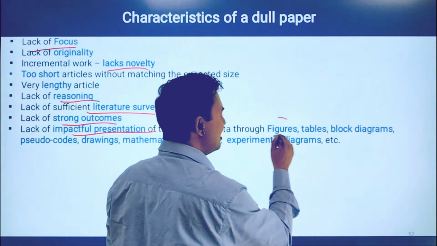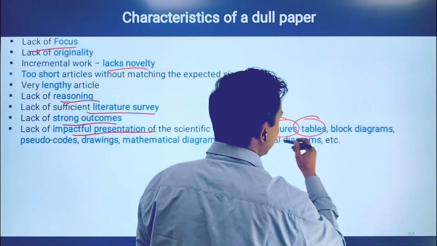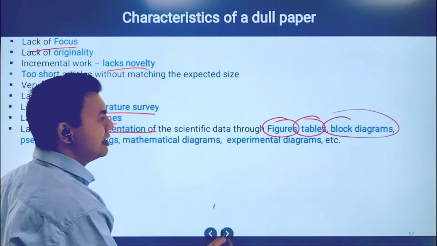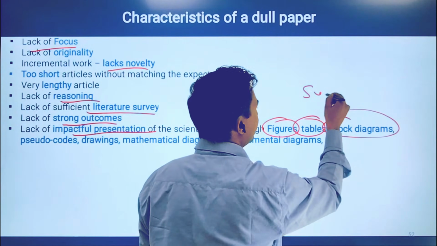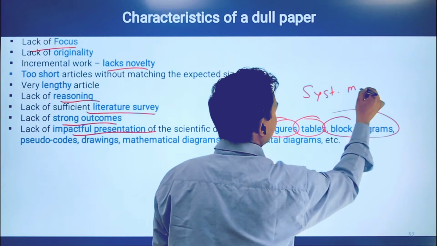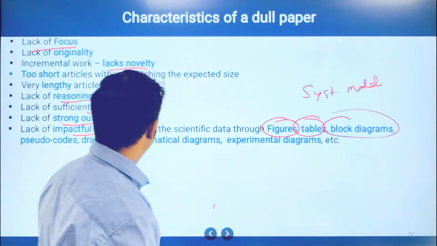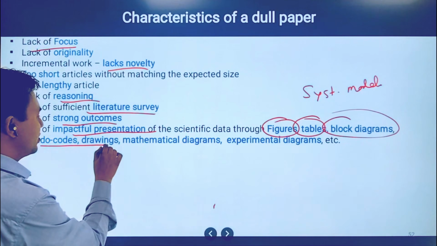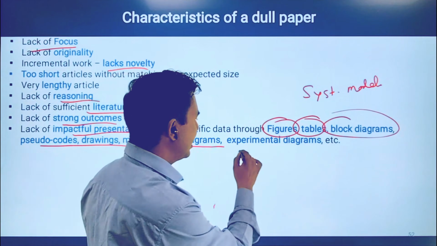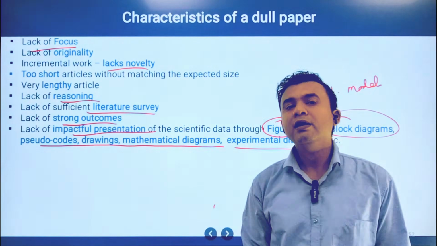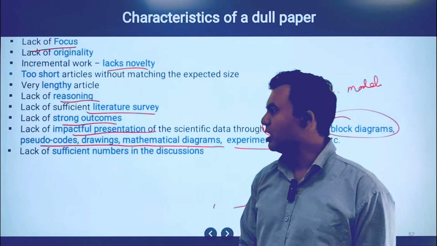Figures are not clear, not sized properly. Tables are not good. Block diagrams are not provided. Let's say the system model is not provided, right? The system model would be the core model which presents your idea. Pseudocodes are not provided. Drawings, mathematical modeling, experimental diagrams are not provided. These are the signs of a dull article.